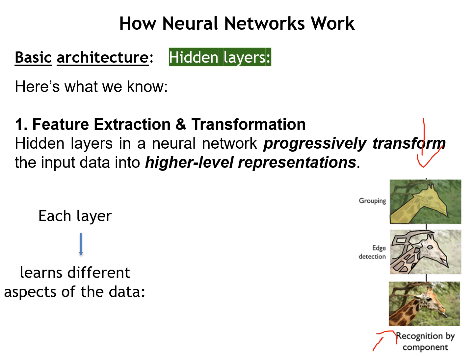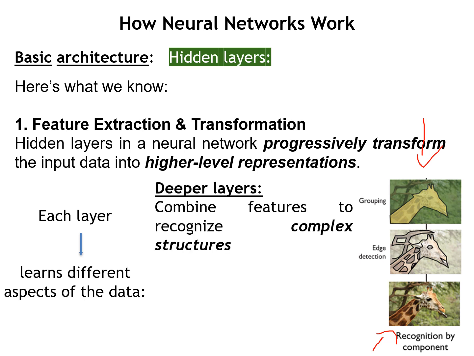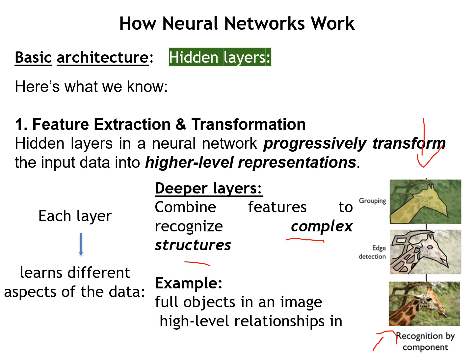Again, each layer will learn something different, and we know what the early layers and the middle layers in image recognition can sometimes do. In deeper layers, as I said, they can combine features to recognize complex features. I told you about the grouping and how to put all those things together. One example of that is full objects in an image that require a high level of representation in text and in an image.